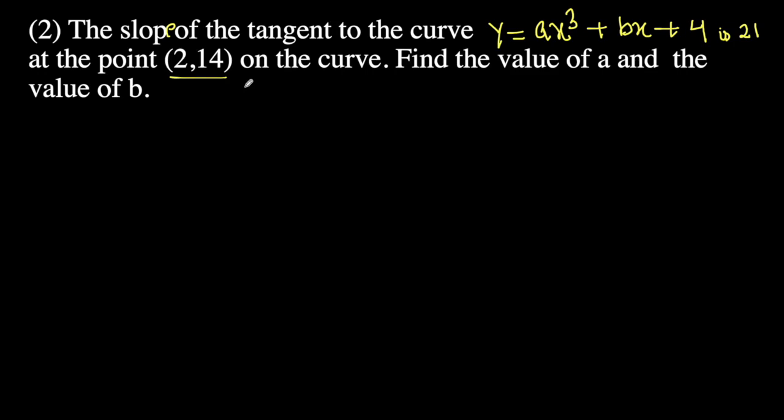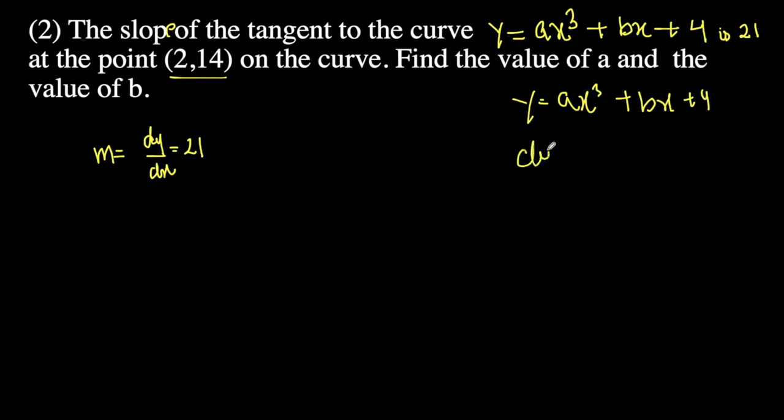Here the slope is given, which means dy by dx, because we know that slope is dy by dx, and that is equal to 21. Now what was the equation? The equation was y = ax cube plus bx plus 4. If you try to find dy by dx of this equation, you will get 3a x square, plus b plus 0. This is dy by dx, and that should be equal to 21.